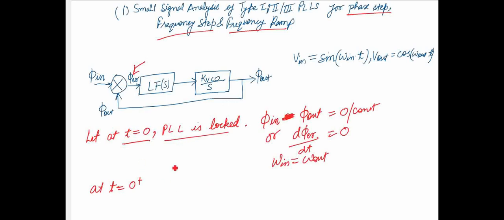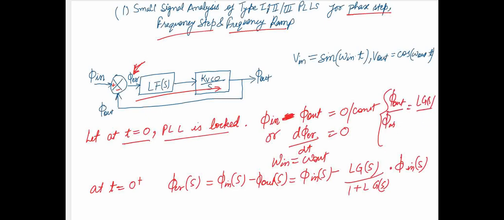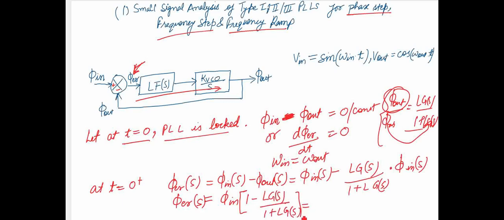Before doing that, first calculate the transfer function of the phase error. See, phi error s is equal to phi in s minus phi out s. What is phi out? We can write it as L(s) by 1 plus L(s), times phi in s, where L(s) is the open loop gain, and 1 plus L(s) because it's in negative feedback. Now take phi in outside, so phi error s equals phi in into 1 minus L(s) by 1 plus L(s), which is 1 by 1 plus L(s).